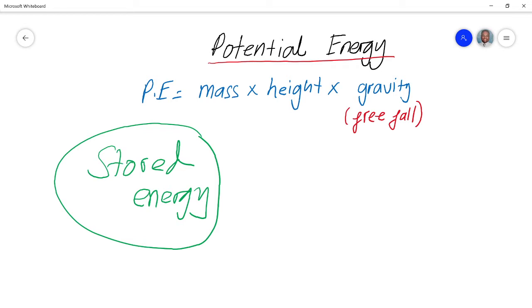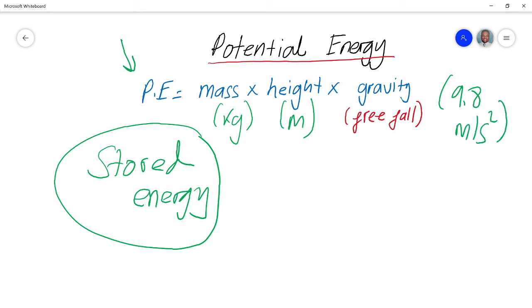Now if we were to write down the formula, we know that potential energy, which is PE, is mass in kilograms and height in meters times gravity, or acceleration due to gravity, and the numerical value that we designate for gravity is 9.8 meters per second squared.